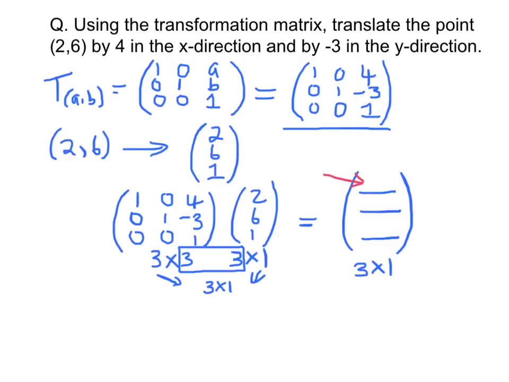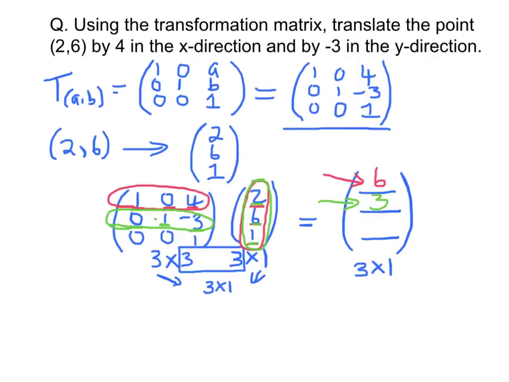To get this first value here, it's in the first row, first column. So what you do is you take the first row of the first matrix and you multiply it by the corresponding entries of the first column of the second matrix. So what we'll have is that 1 multiplied by 2 is 2, 0 multiplied by 6 is 0, and 4 multiplied by 1 is 4. So 2 plus 4 has a value 6. The next entry, this entry here, it's in the second row, first column. So I take the second row of the first matrix and multiply it by the corresponding entries of the first column of the second matrix. So it's going to be 0 multiplied by 2, which is 0, 1 multiplied by 6, which is 6, and -3 multiplied by 1, which is -3. So what I have is 6 minus 3, which turns out to be 3.